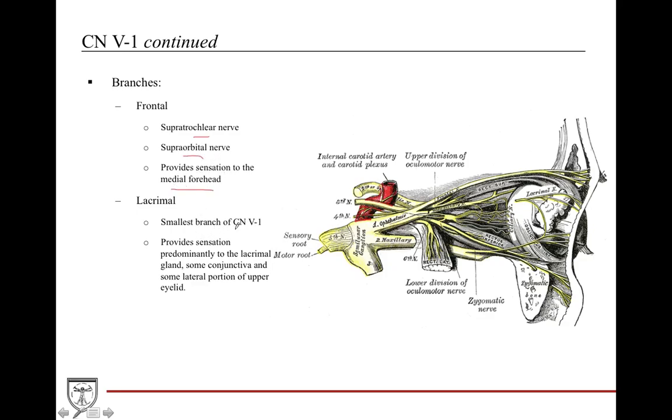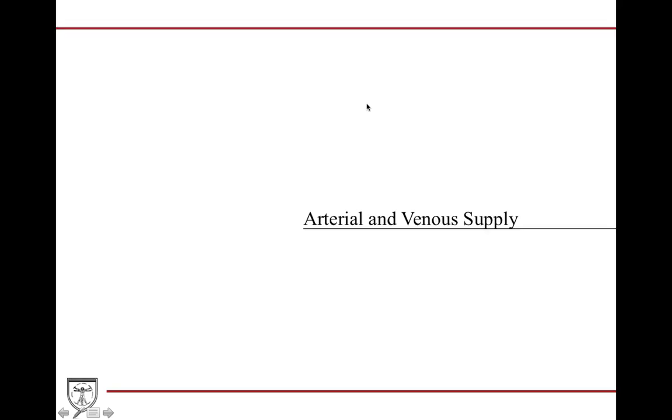You've got your lacrimal, the smallest branch of CN V1. This provides sensation to the lacrimal gland, some of the conjunctiva, as well as the upper eyelid. And make sure you know NFL, or the branches of CN V1. It's almost always going to be tested and often even questioned on in a clinical situation.